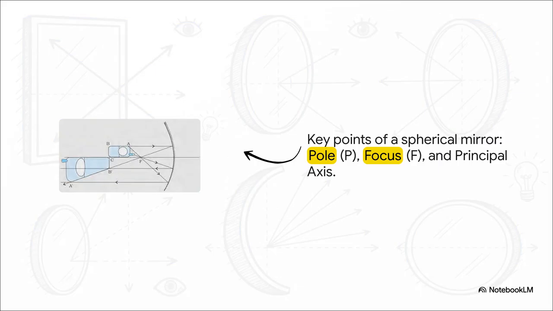Now, to really get what's going on, we need a sort of roadmap for these mirrors. The very center of the mirror's surface is called the pole. The line running right through it is the principal axis. But the most important point on this whole map is the one labeled F, the focus. This is a special spot where parallel rays of light all get sent after they bounce off the mirror. That focal point is the key to, well, everything.